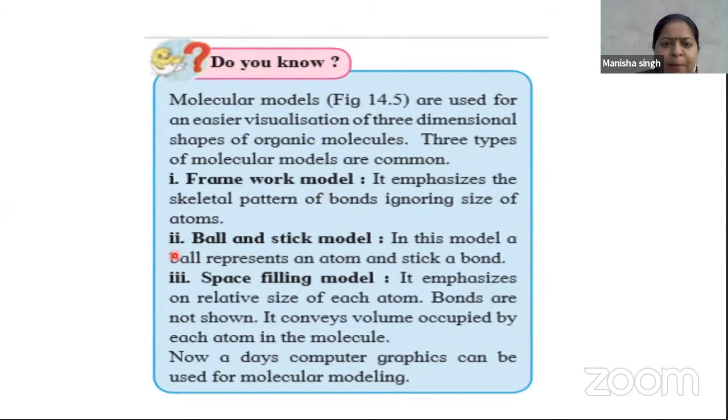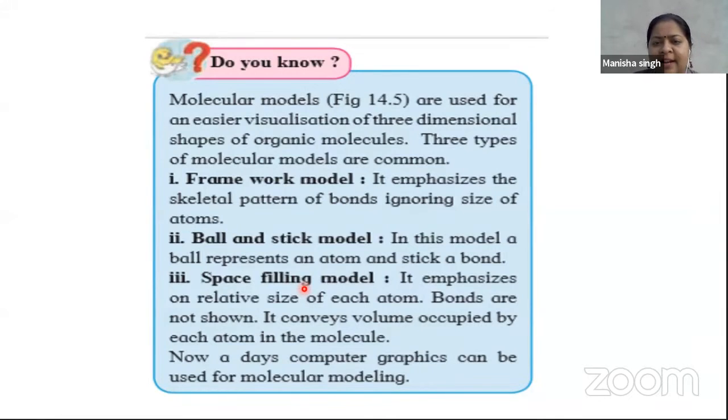Now the next one is the ball and stick model. In this model, a ball represents an atom and a stick represents a bond. The next one is the space filling model. It emphasizes the relative size of each atom. Bonds are not shown. It conveys the volume occupied by each atom in the molecule.